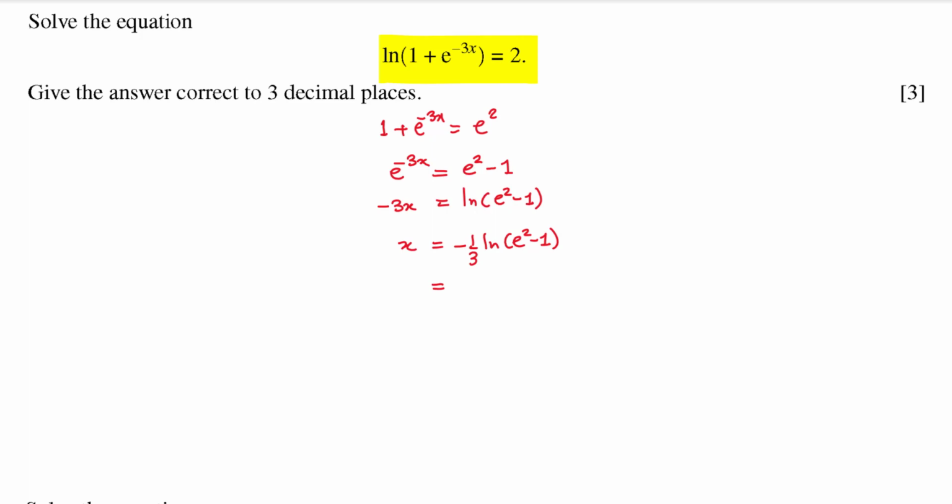So this value is minus 0.618195, and so on. Correct to 3 decimal places, we are left with minus 0.618 only.